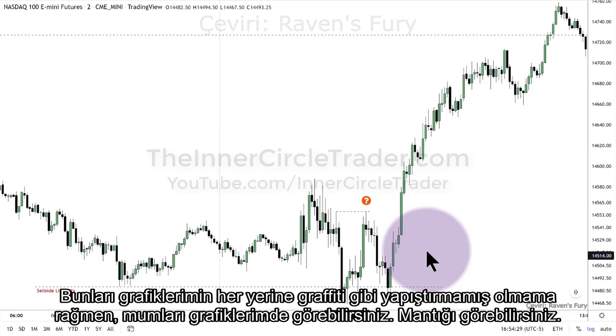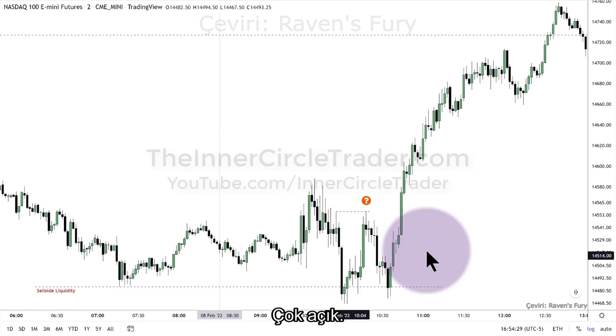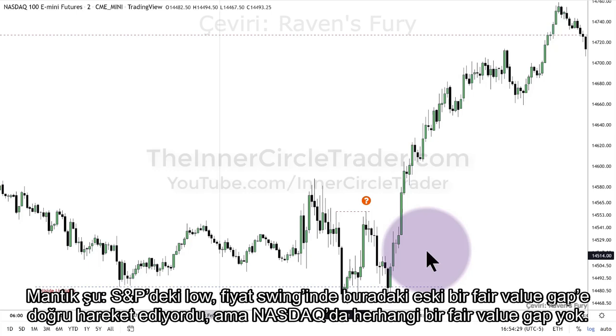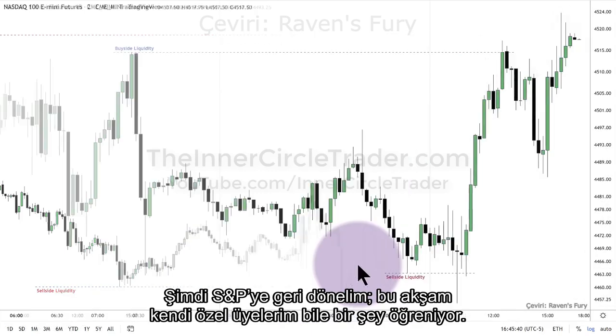Even though I don't have them plastered all over my charts like graffiti, you can see the candlesticks in my charts. You can see the logic. You can see how the markets run for liquidity. There's nothing hiding or masquerading price. You can see it. It's clear. You need that. You need to be able to read the story of price and not the story of indicators. So the logic is that S&P low in here was trading down into an old fair value gap over here in its price swing. But there is no fair value gap in the NASDAQ. See that? Now let's go back down into the S&P.